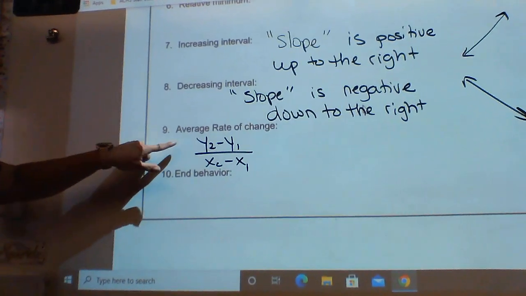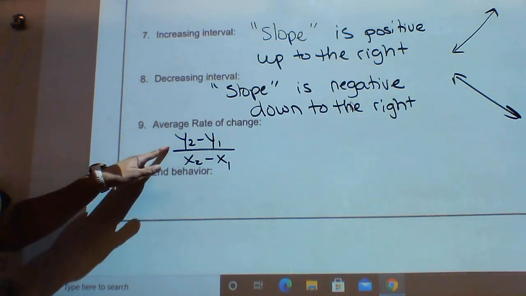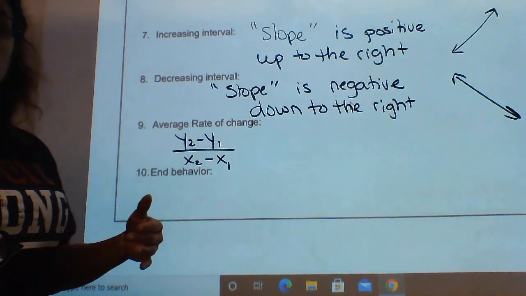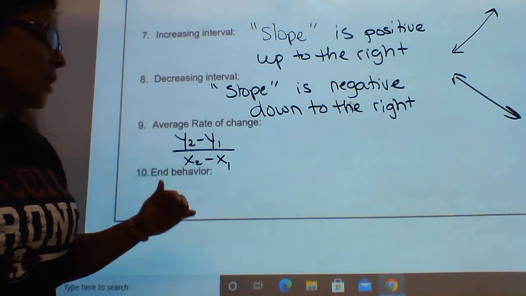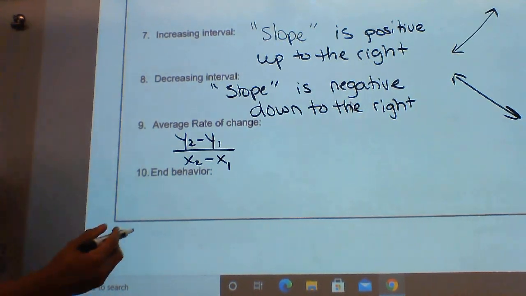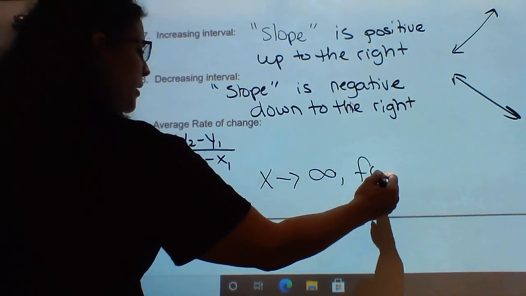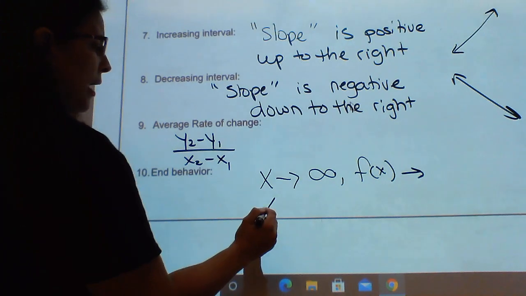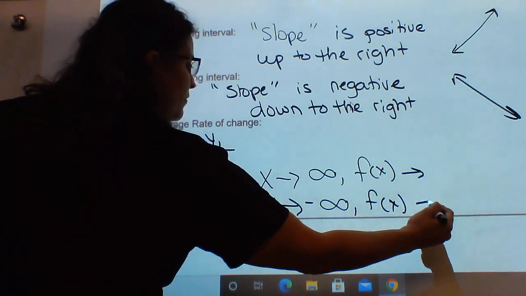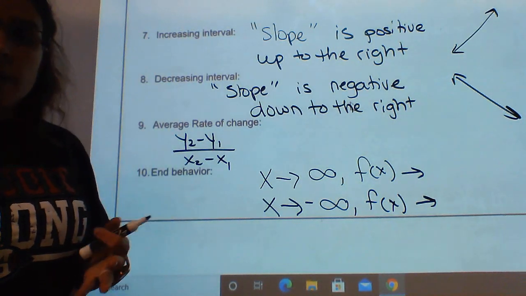So we've got that y2 minus y1, divided by x2 minus x1. So when we talk about rate of change, we're talking about between the 2 points, how can we find or use that slope formula? And then end behavior. As x approaches positive infinity, what is the graph doing? And as x approaches negative infinity, what is the graph doing? That's what we're talking about with end behavior. Is the graph going up? Is it going down?